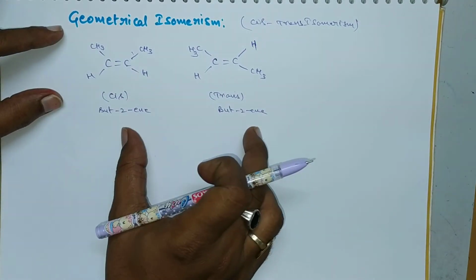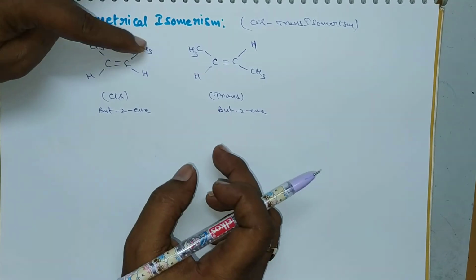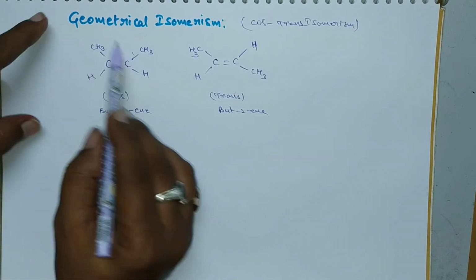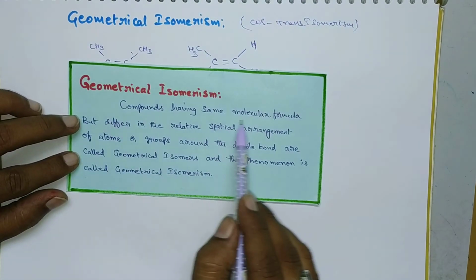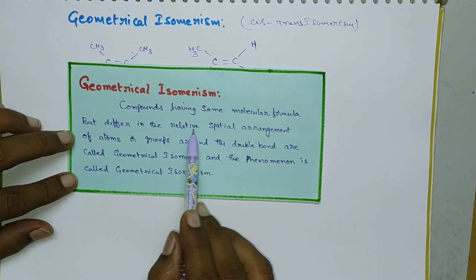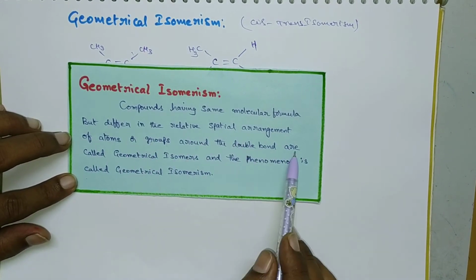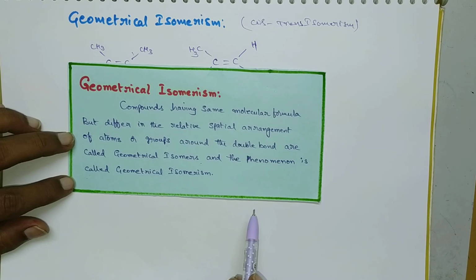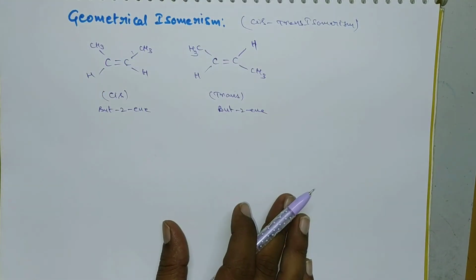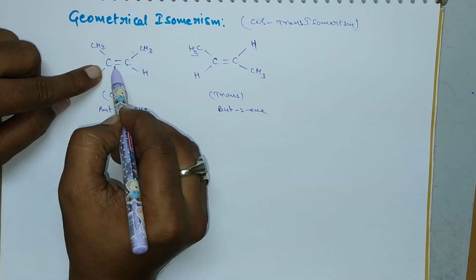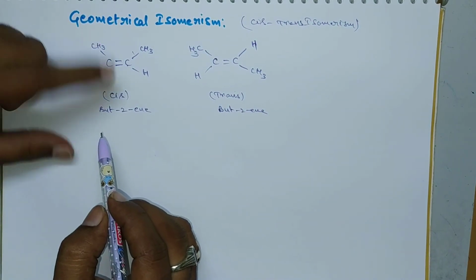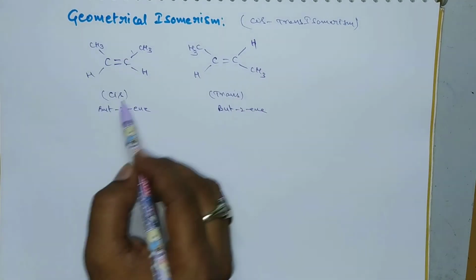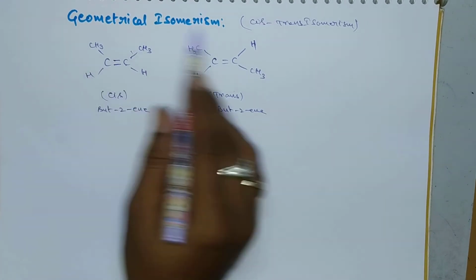How do these two arise? These two arise due to different spatial arrangement of atoms around the double bonded carbon. So now we can define geometrical isomerism like this: the compounds having the same molecular formula but differing in relative spatial arrangement of atoms or groups around the double bonds are called geometrical isomers, and that phenomenon is called geometrical isomerism. Clear? Here there is a different spatial arrangement of atoms or groups around the double bonded carbons only. In this way we get different spatial arrangement by breaking and making of bonds. That's why this is called cis-trans isomerism, that is also geometrical isomerism.